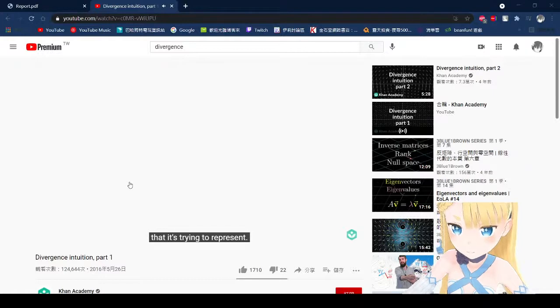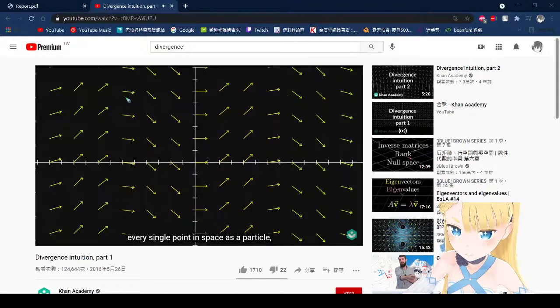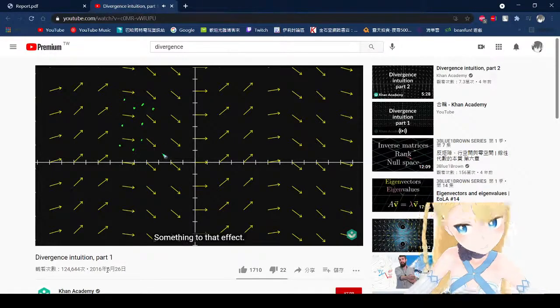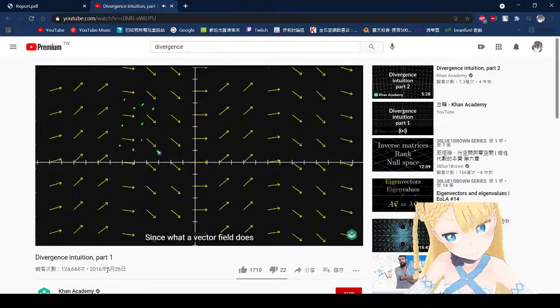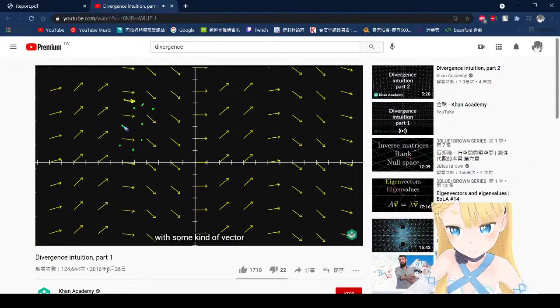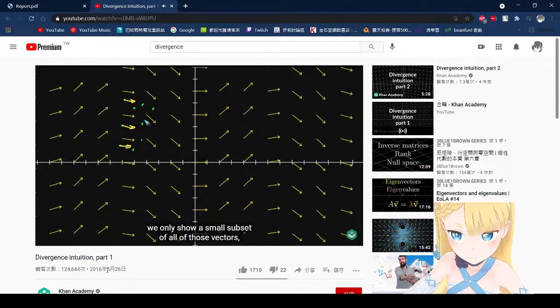And I've said before that a pretty neat way to understand vector fields is to think of them as representing a fluid flow. And what I mean by that is you can think of every single point in space as a particle, maybe like an air particle or a water particle, something to that effect. And since what a vector field does is it associates each point in space with some kind of vector. And remember, whenever we represent vector fields, we only show a small subset of all of those vectors.